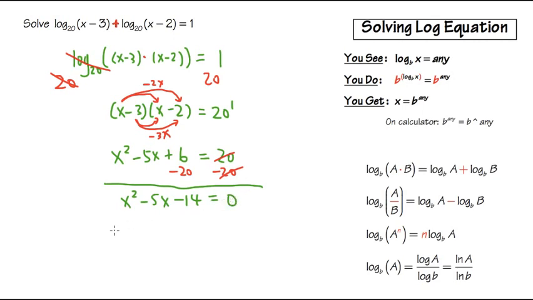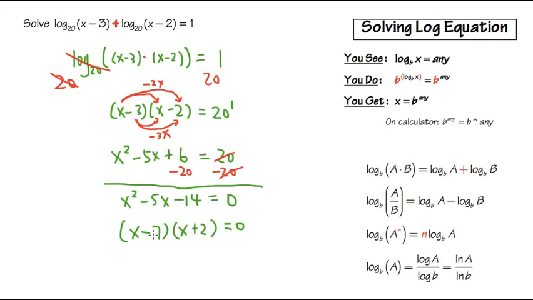We can factor this. I can just put down two parentheses. I need to have x and x. I need two numbers so that they multiply to be negative 14. Together they add to be negative 5. So I need to have negative 7 and plus 2. And this will be 0.